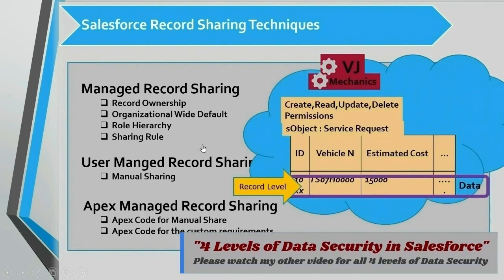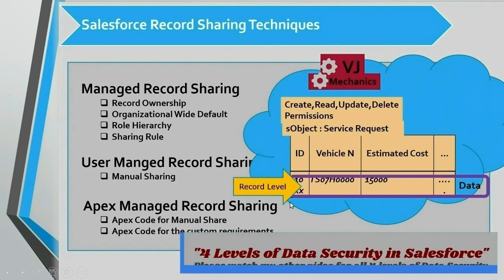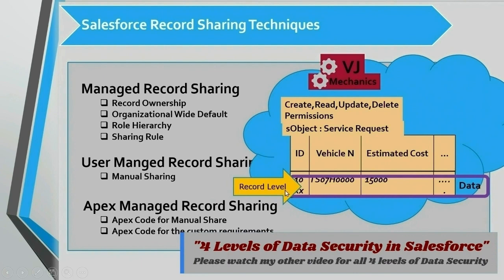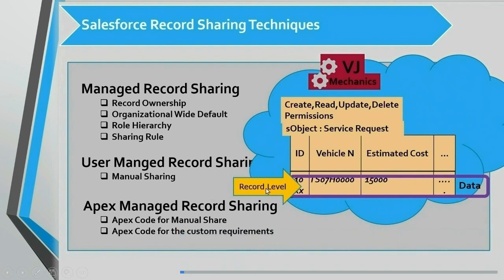In an earlier session, we have seen 3 levels of record sharing. Now we would be concentrating on the record level completely. Please note that for better understanding, at the object level and field level, I am not restricting anything. That means at the object level, I have given create, read, update, delete permissions and all the field access to our users that we are going to use under this org for our demo.